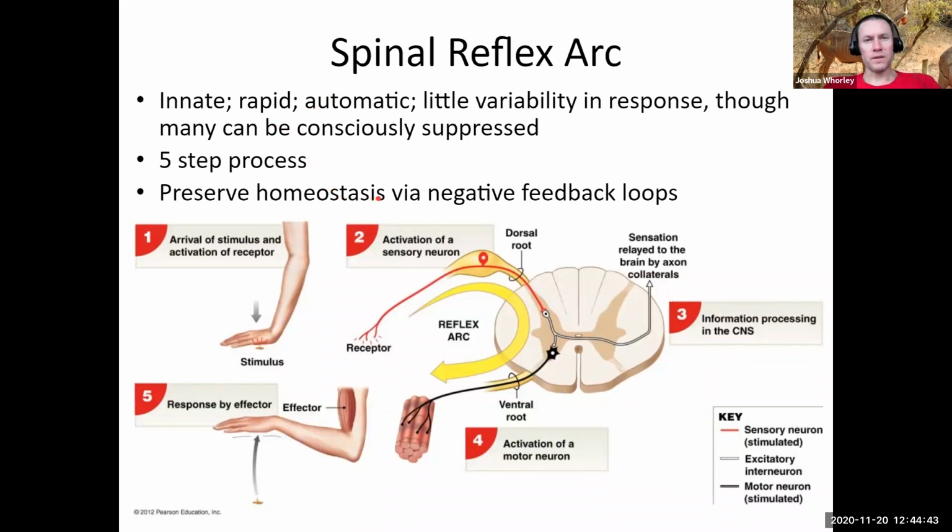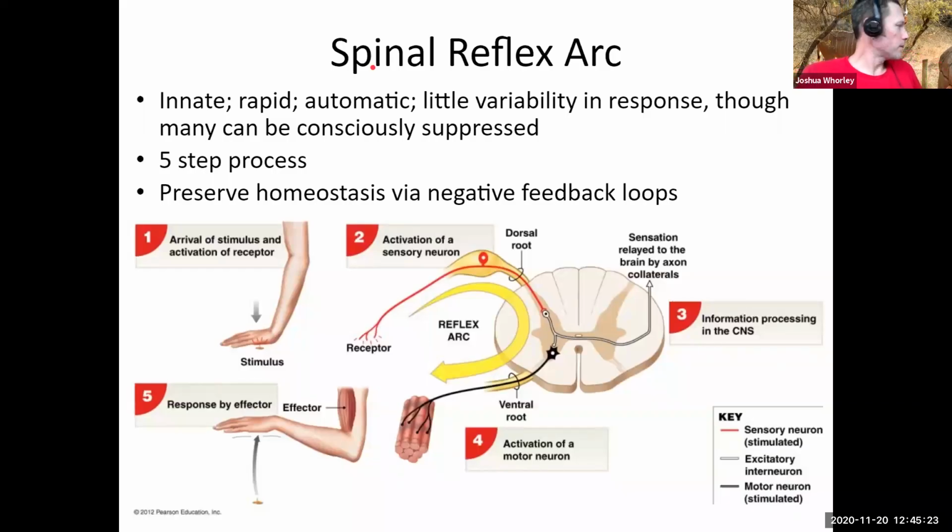One way to think about this, since we've talked about a variety of ways in which we maintain homeostasis in terms of muscle tissue, bone, we talked about maintaining homeostasis of the skin, the integrity of the skin. This is another way of maintaining homeostasis of the body, keeping the body safe from harm, right? So we preserve homeostasis via negative feedback loops in this case.